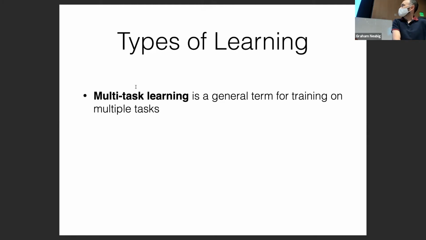But multitask learning is a general term for training on multiple tasks. So we're not just training to learn one distribution P of Y given X, but we might have a couple distributions like P of Y1 and Y2 given X, where this is distribution 1 and this is distribution 2, and then we might have another distribution P of X where we're just modeling the input itself.